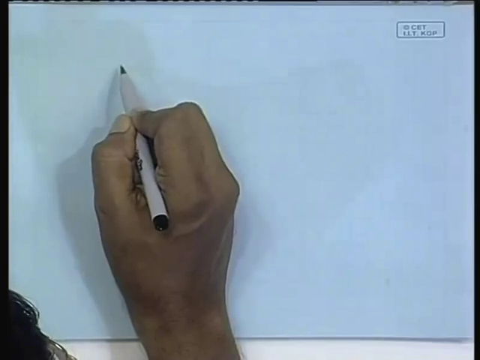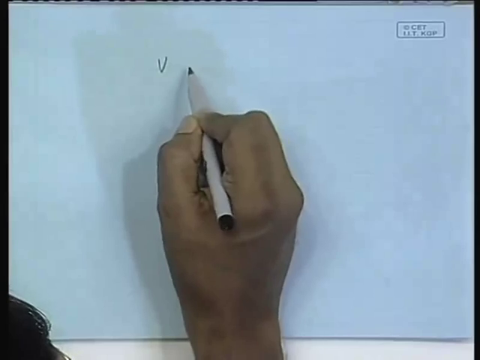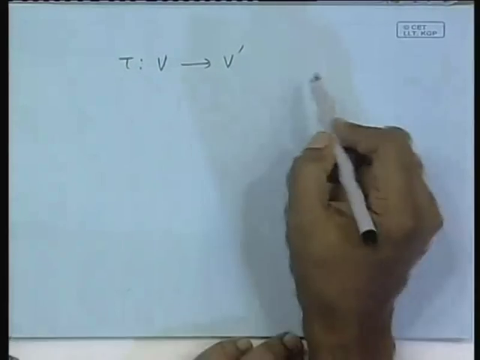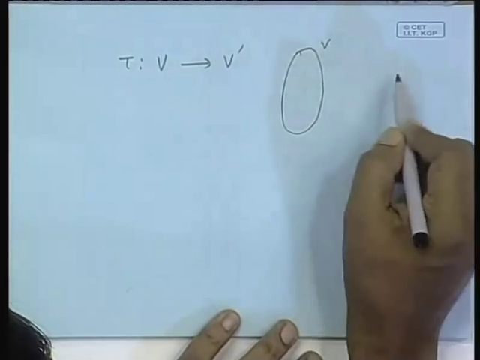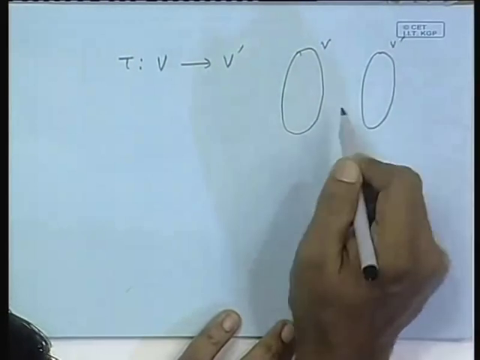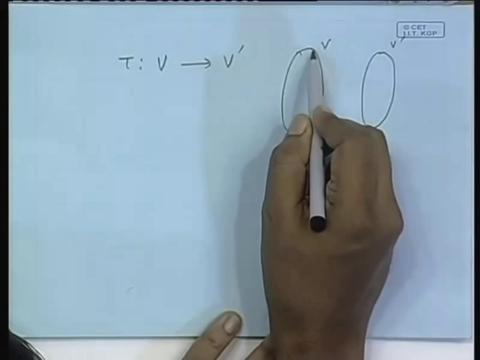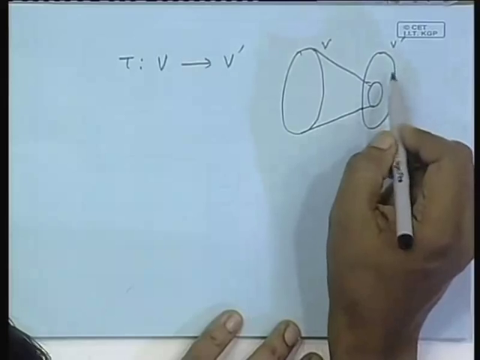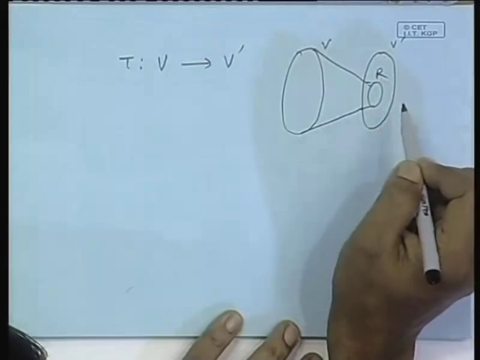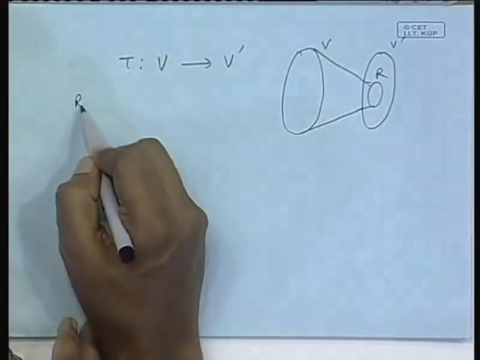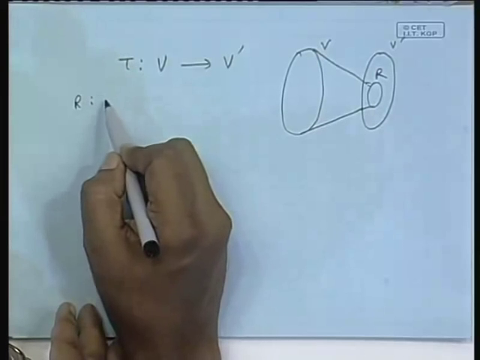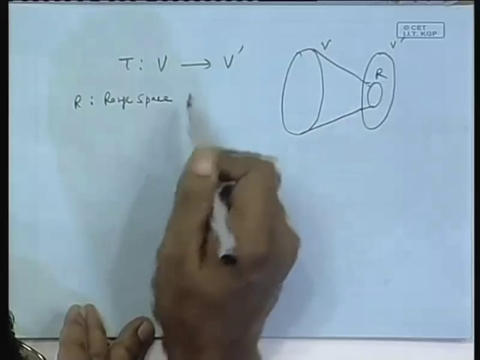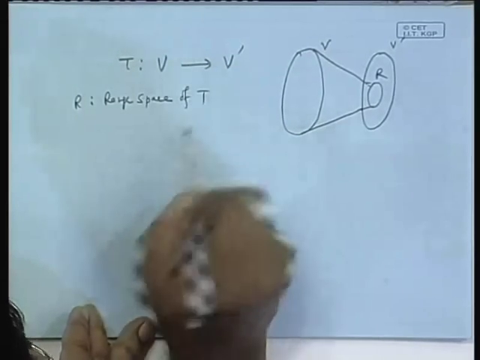So, suppose I consider a finite dimensional vector space V and a linear operator T, which maps V to another space V prime, over some field. The field is either real or complex, and T maps it to some domain within V prime, we call it R. R is called the range space. In fact, R will be a vector space, as we will shortly see, the range space of T.